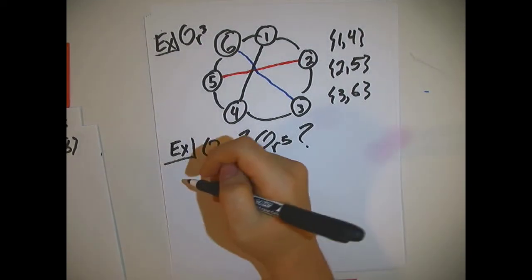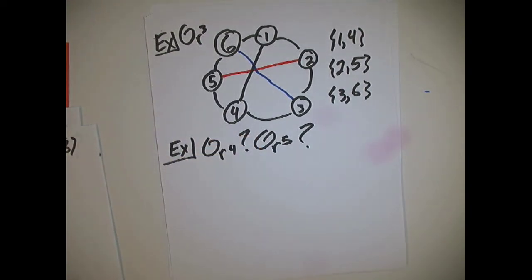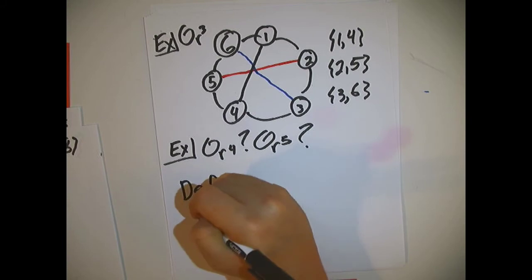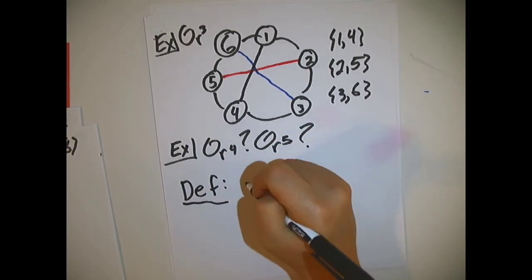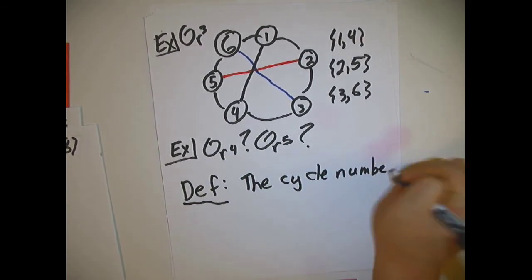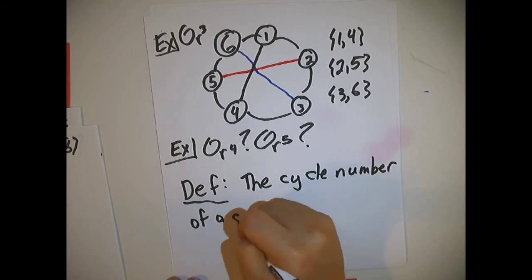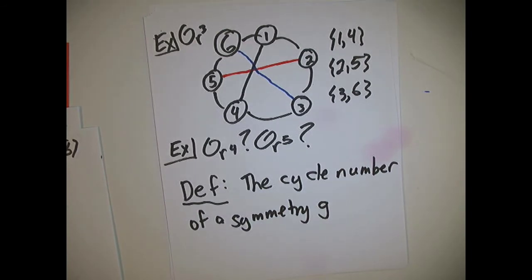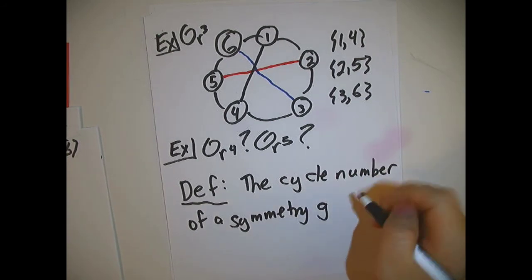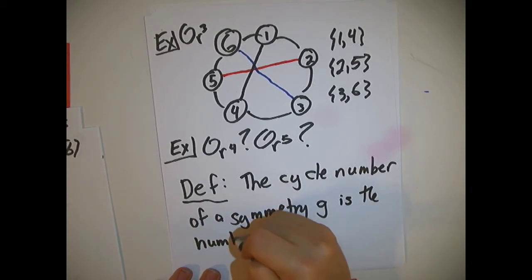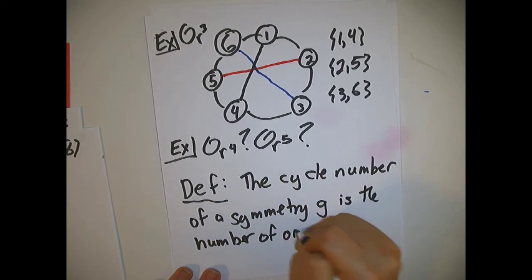All right. So we have one more thing we need to define. And so that thing that we need to define is what we're going to call the cycle number. And so the cycle number of a symmetry little g. Okay, and again, I'm just calling the symmetry little g because it's an element of big G. The cycle number of the symmetry is just the number of orbits of little g.